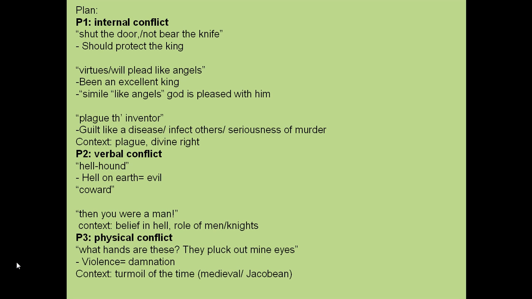You might do spiral diagrams, entirely up to you, but you can see I've got my points, I've got my evidence, I've got my analysis, I've also got my context. I just have to turn it into full sentences, and that's what you can view in our next video.